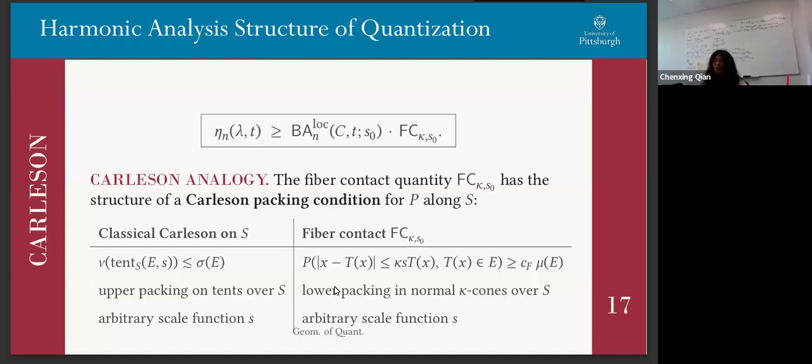Let me recap what's going on for the lower dimension. We are studying the quantity eta n, and we studied its lower bound and decomposed it into two geometric quantities. One is base annulus and the other is fiber contact. The fiber contact quantity has a dual structure as a Cartesian packing condition. I think this is the direction in which we can work in the following work.